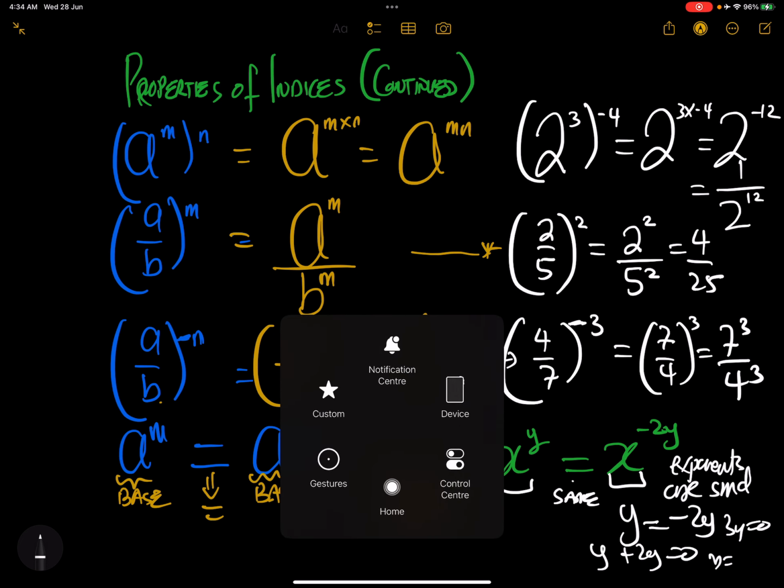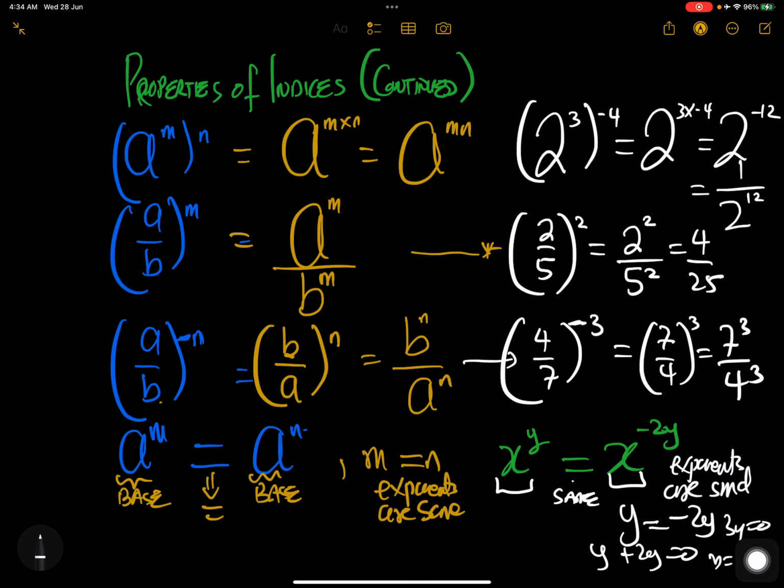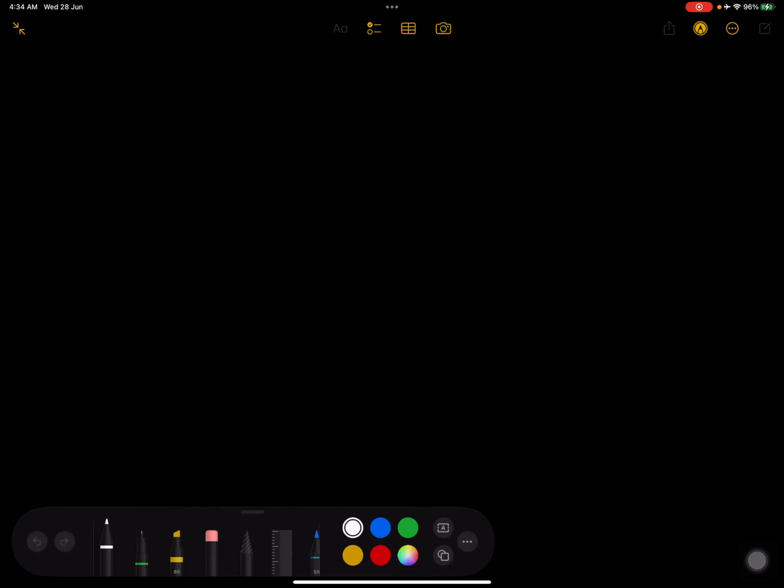All right, so that's where we are currently. We've looked at the properties of indices. Now, sometimes it depends. We can have what we call exponential functions, and we will look at how we can apply indices to them.